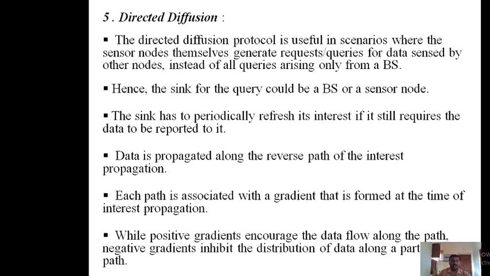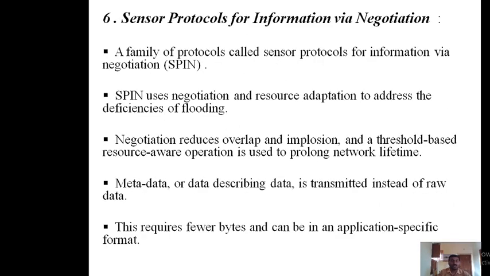Then the next concept is sensor protocols for information via negotiation. These are not a single protocol, but a family of protocols, and it is shortly called SPIN. SPIN uses two concepts here. One is negotiation and the second one is resource adaptation.